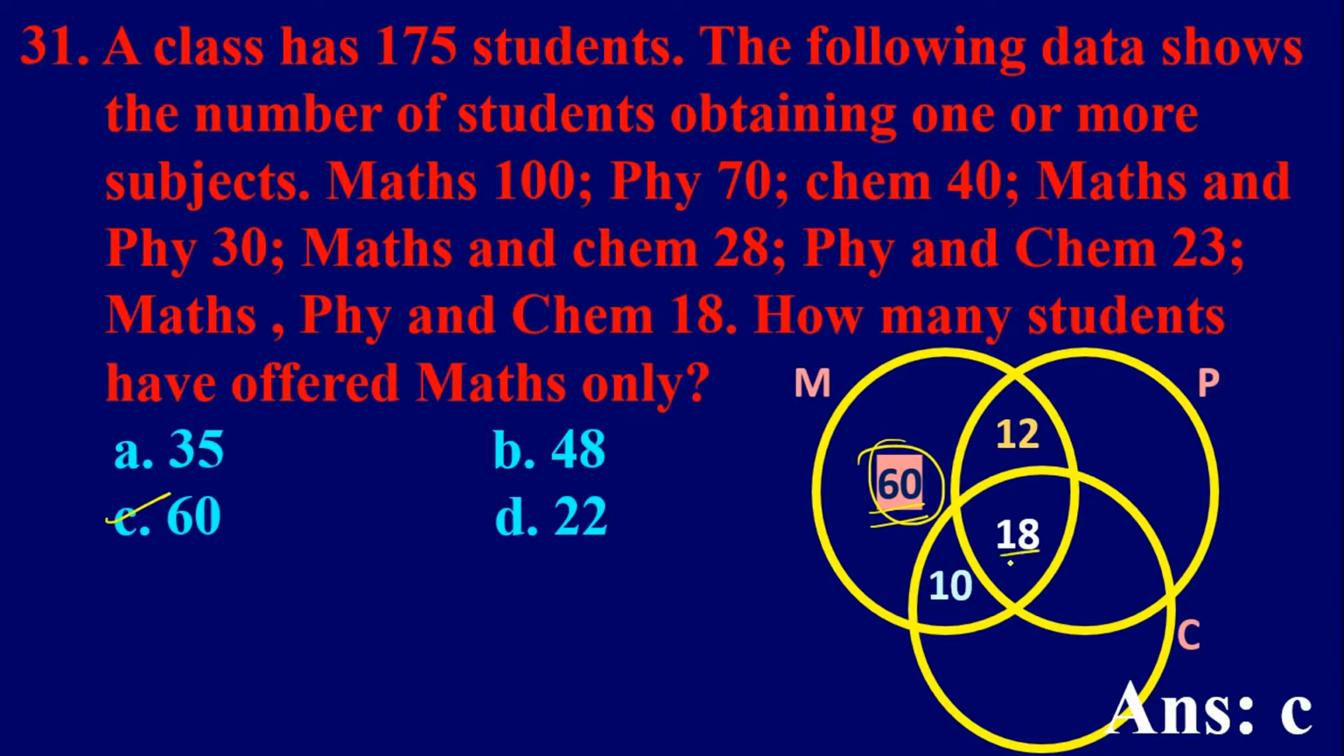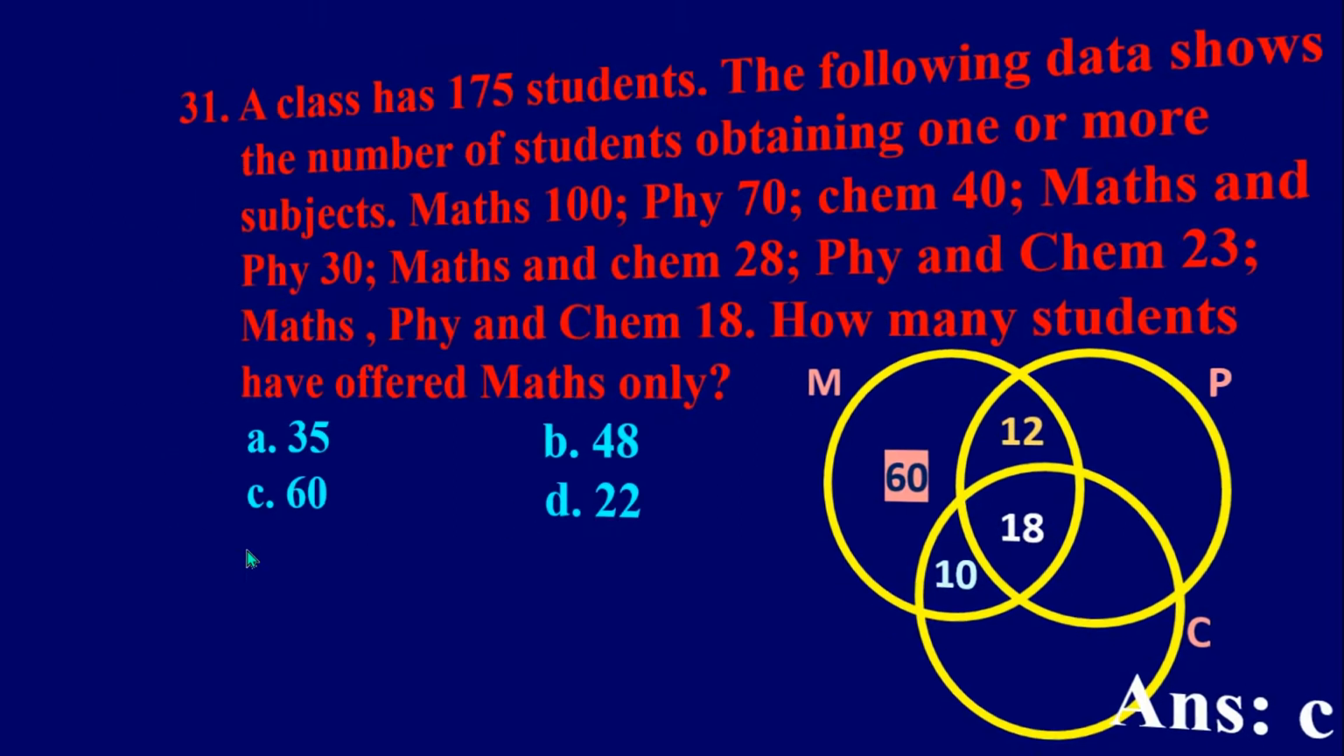So first we fill this part, that is number of students taking maths, physics and chemistry. Then we calculate this value, that is number of students who is taking maths and physics. It is 30. 30 minus 18 is 12. So then we calculate this value, that is number of students who is taking maths and chemistry. Total it is 28. 28 minus 18 is 10. So then we calculate this value, that is 100 minus this total. It is 100 minus 40. It is 60. So required answer is 60, which is option C. So here correct option is option C.